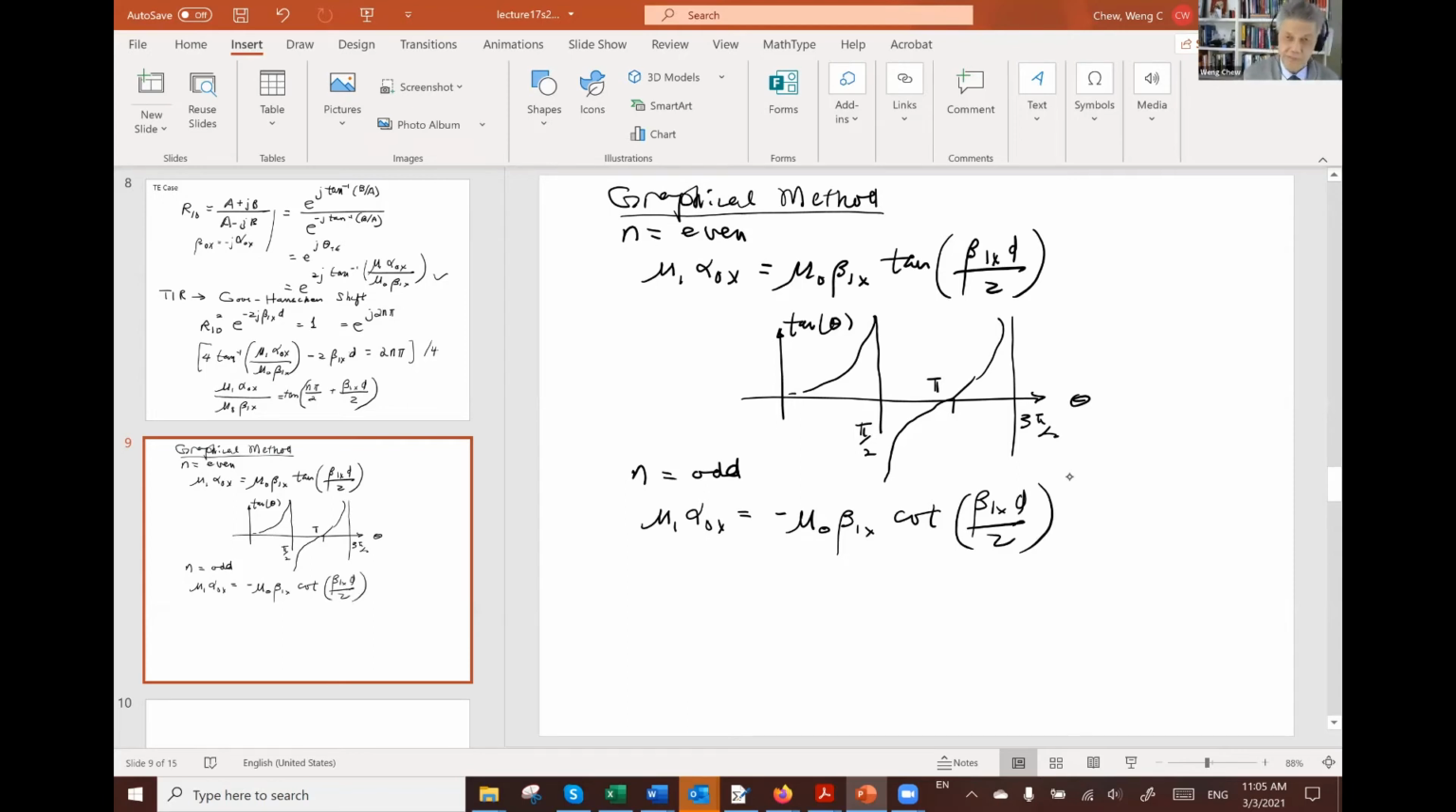So you have two simplified equations to solve in a sense, either when you pick n even or when you pick n odd. And this still cannot be solved easily. So what you need to do then is to find graphical methods for solving this equation. And what you find eventually is that when you pick n to be even, the guided modes will look something like this.